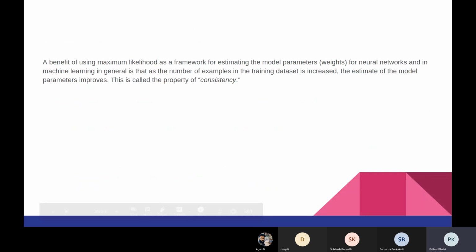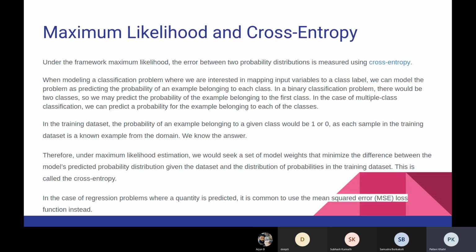So yeah, the benefit of using maximum likelihood as a framework for estimating parameters is that as the number of examples in the training data set is increased, the estimates of the model parameters improve. This is called the property of consistency.